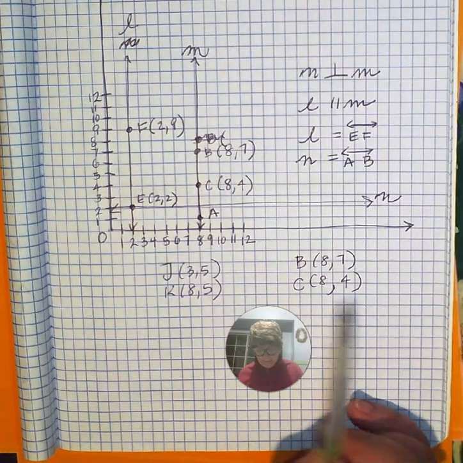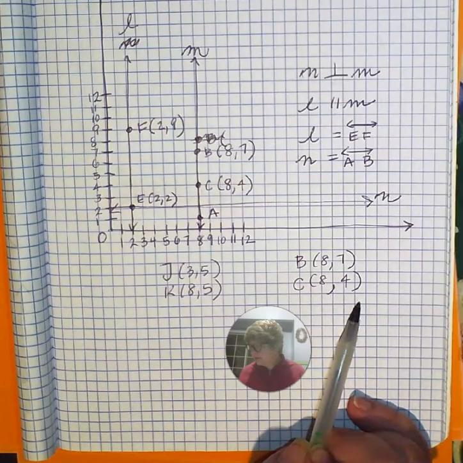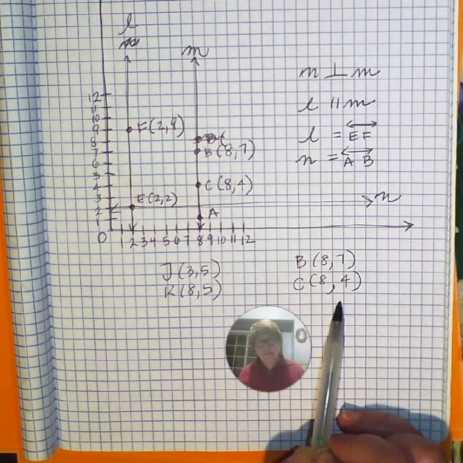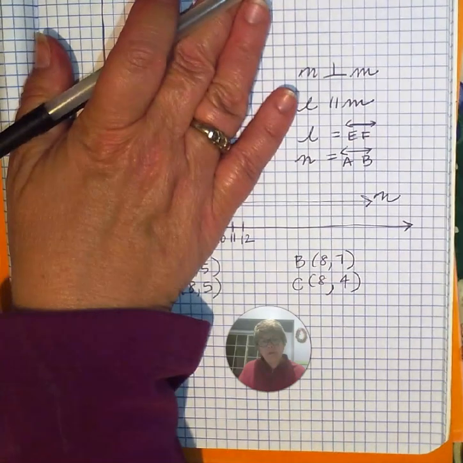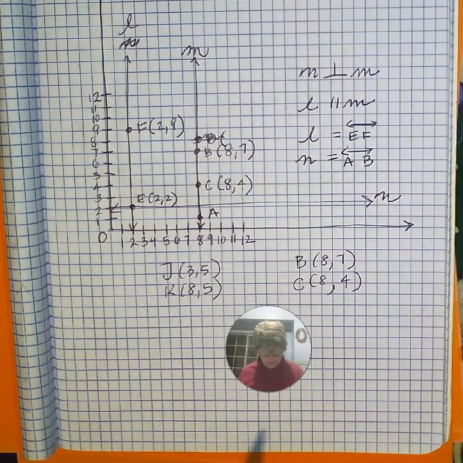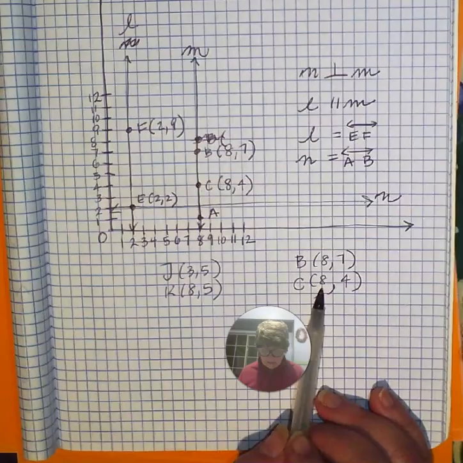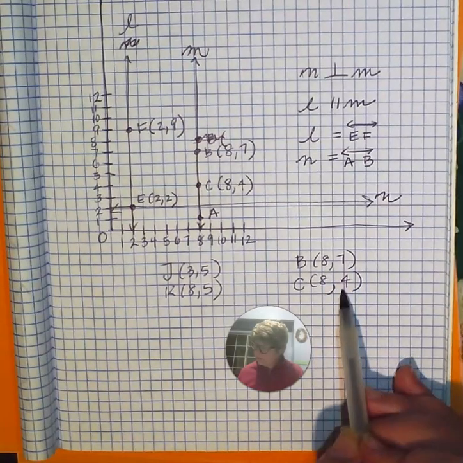Now let's look at the ordered pair for B, 8, 7, and the ordered pair for C, 8, 4. Which point is closer to the x-axis? Just thinking about this. All right, sometimes we try to think about it separate from the graph, right? Do you see that point C would be closer to the x-axis because the vertical distance from the x-axis to point B is 7 units, and the vertical distance for point C would be 4.